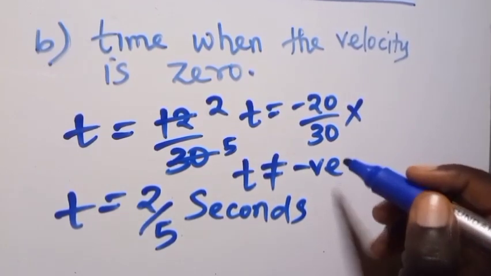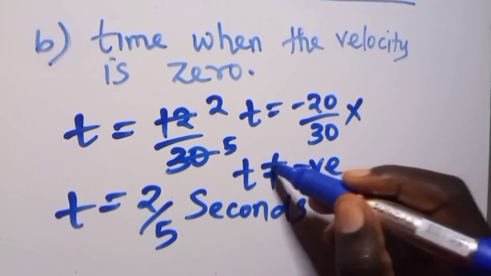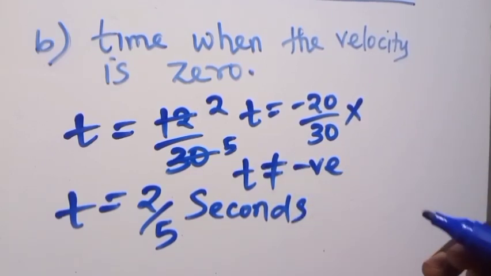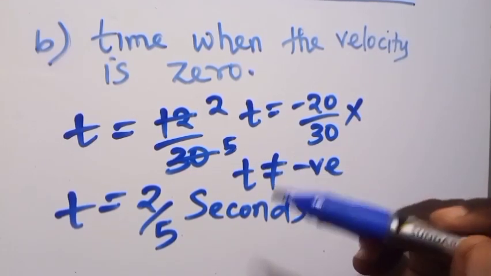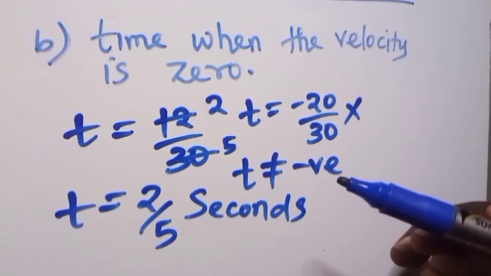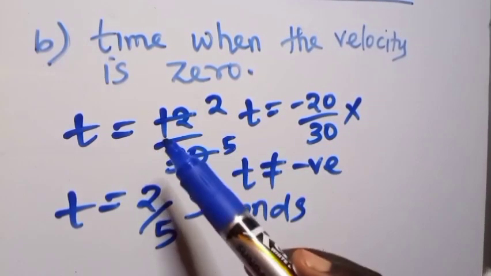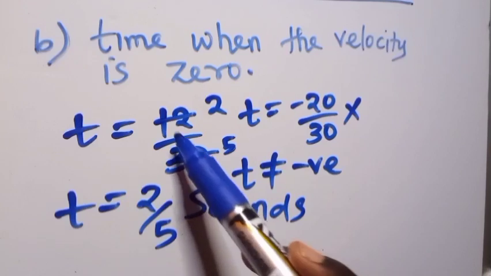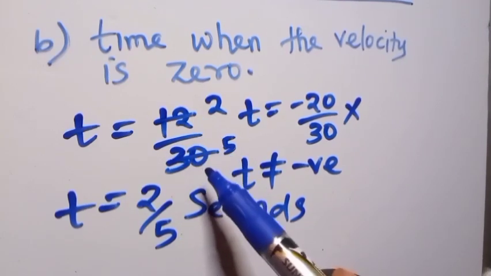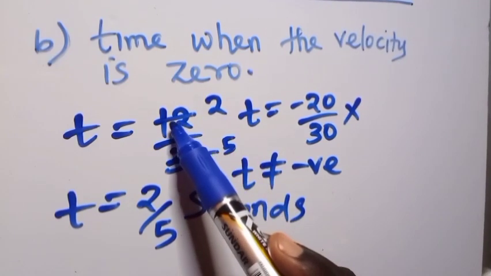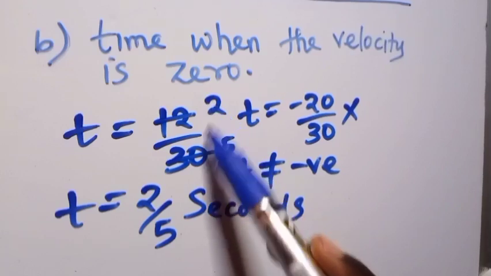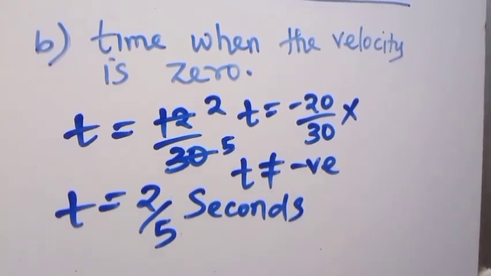Because we have said that t cannot be negative, time can only be positive. Therefore, we ignore this and take our time as 12 over 30. When we simplify 12 over 30, dividing by 6, we get 2 over 5. Therefore, our time is 2 over 5 seconds.